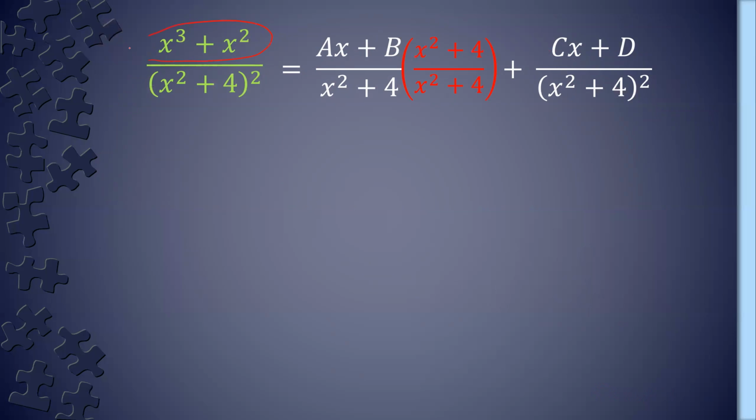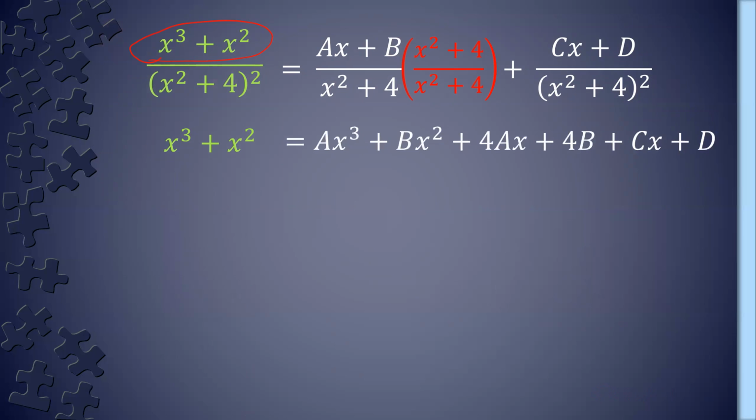All right. Now, if we were to add these two fractions together, then the denominator would be the same. So now we just have to compare the numerators, right? The numerator on the left-hand side would be x to the third plus x squared. The numerator on the right-hand side, once we multiply ax plus b by that red part, plus the cx plus d, this is what we will have.